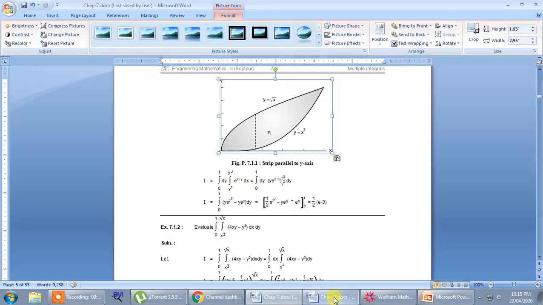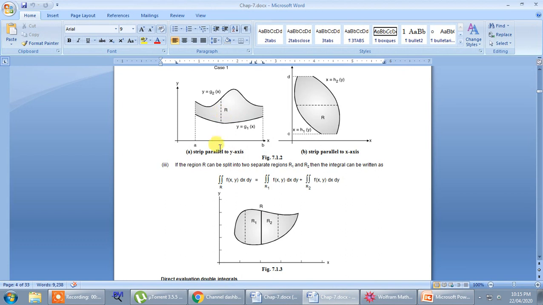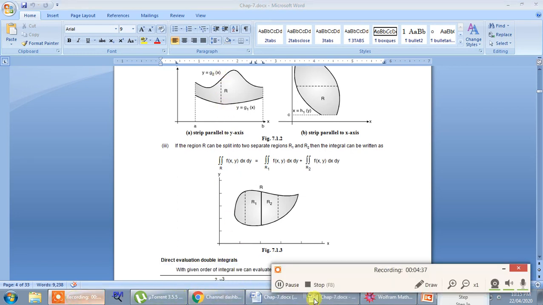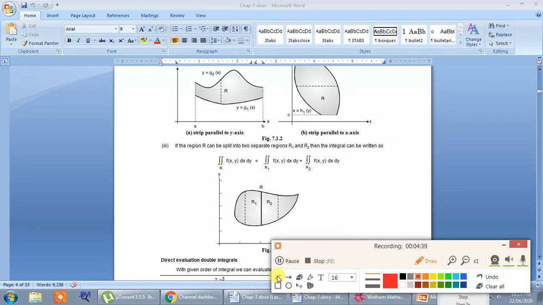After this, we have already talked about this part, that is, the strip parallel to the y-axis. You can observe here that the vertical strip is moving from x equal to a to x equal to b, while the lower end of the strip is on y equal to g1 of x, and the upper end of the strip is on y equal to g2 of x. So this is the strip, and it is moving from x equal to a to x equal to b.